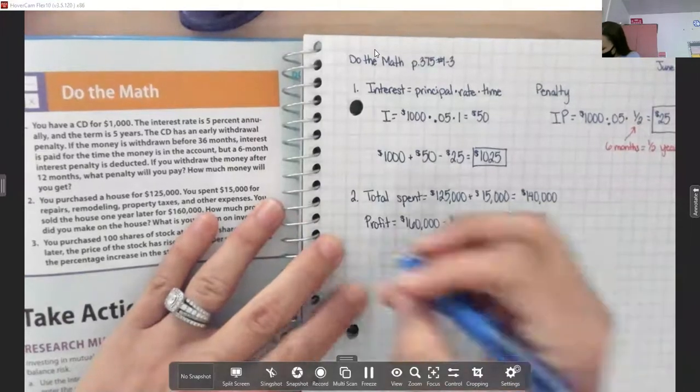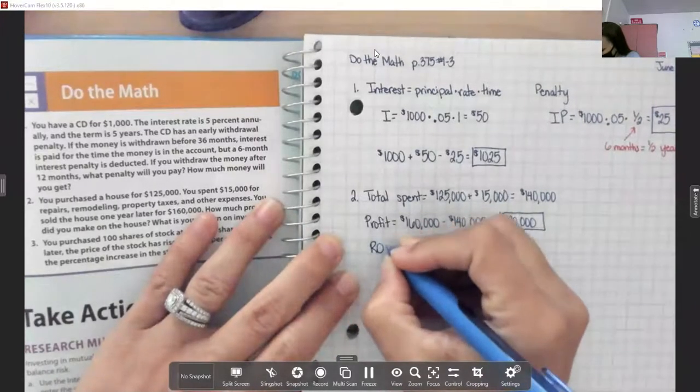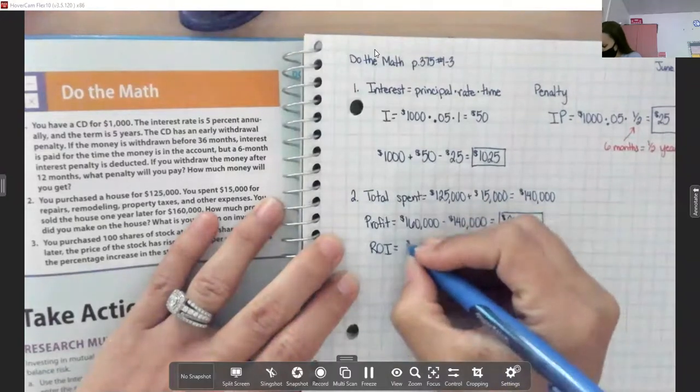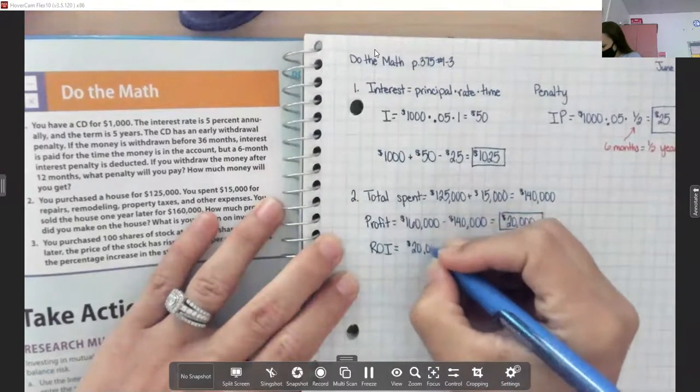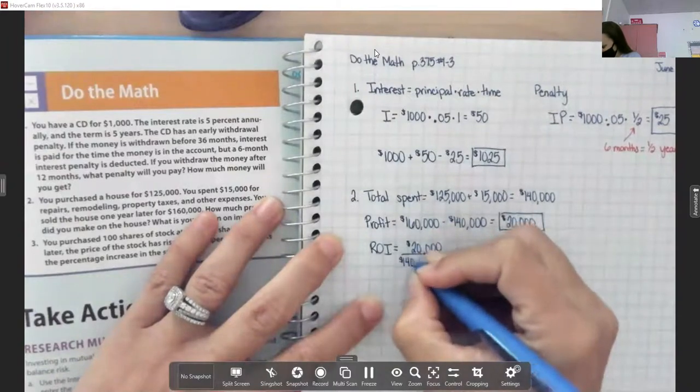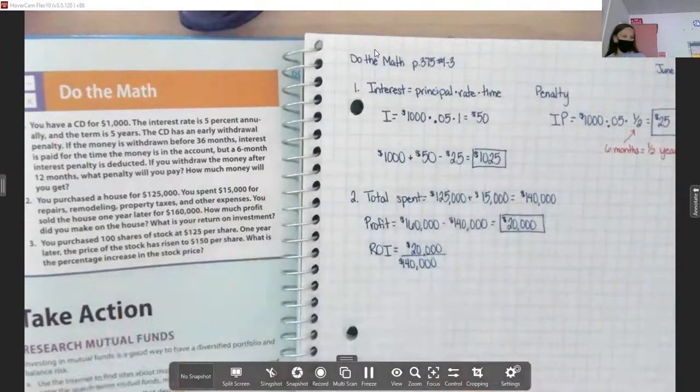And then your ROI, remember your ROI is your profit divided by how much money you put in. So 20,000 divided by the 140,000 that it cost you.